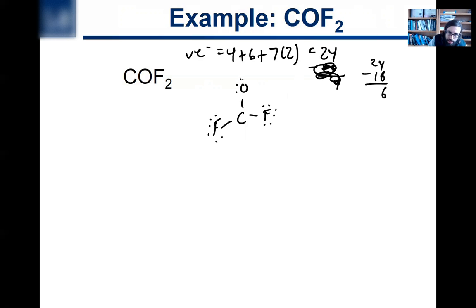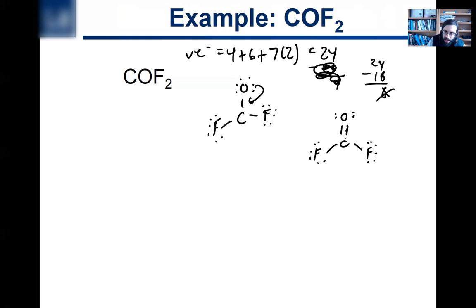Okay, so I can put 6 electrons there. The problem is we don't have an octet on carbon, and we ran out of electrons. We used up these 6 on the oxygen there. So we know what to do. We put those down into a double bond. Whenever we run out of electrons, we can make multiple bonds to solve the problem. And now we have a situation where everything obeys the octet rule.